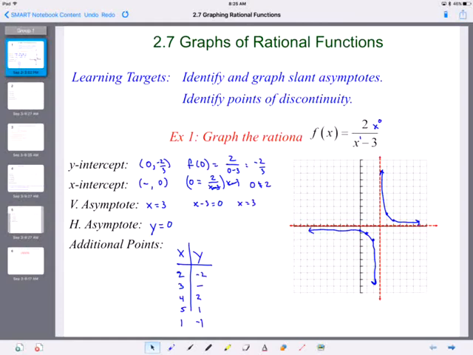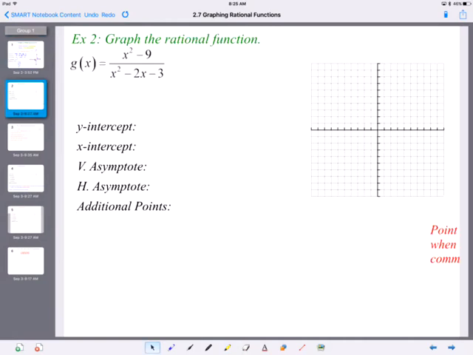Alright, so one of the things that is in our learning targets is a slant asymptote and points of discontinuity. And we didn't have anything on here. This was kind of a review of stuff that we've done, but then we did the graph. So let's move to another problem where we're going to get some new information. So example 2, we're going to graph the rational function. We're still going to identify all the things that we just talked about. So let's go ahead and do that.